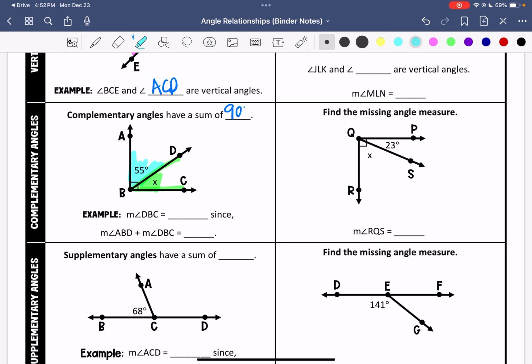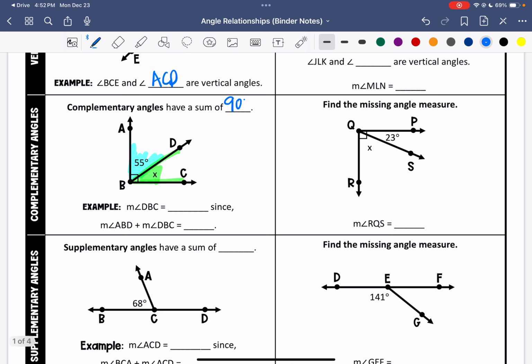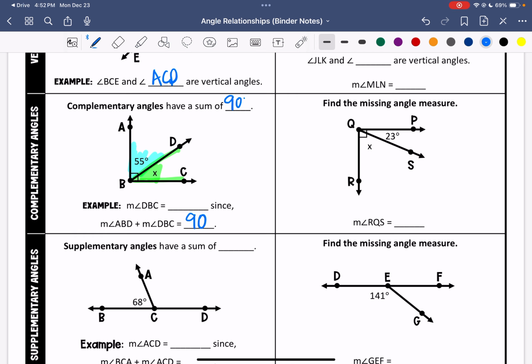So DBC would be, well, let me take a step back. Let's keep in mind that they both equal 90. So in other words, 55 plus X is equal to 90. Now I have the X because that's what the space is. This is a one-step equation, so you'll subtract 55 from both sides to isolate your variable. And you'll end up with X equals 35 degrees.